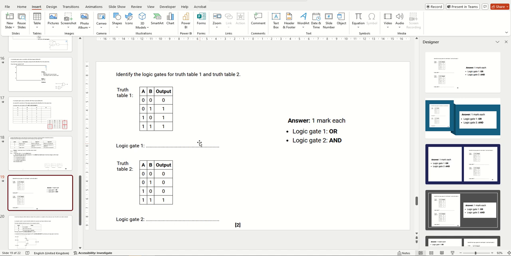This is not a difficult one. This is just identify the logic gate from that. So this one, you've got an output wherever there's a 1 going in, that's an OR gate, and this one, there's only an output when it's a 1 and a 1, so that's an AND gate.